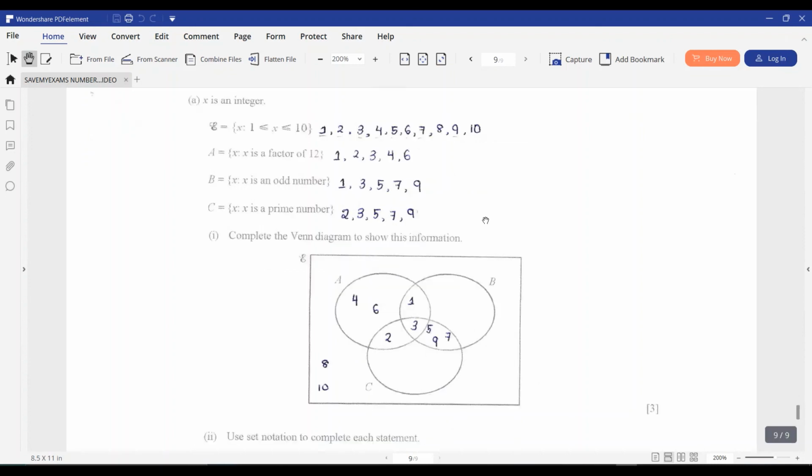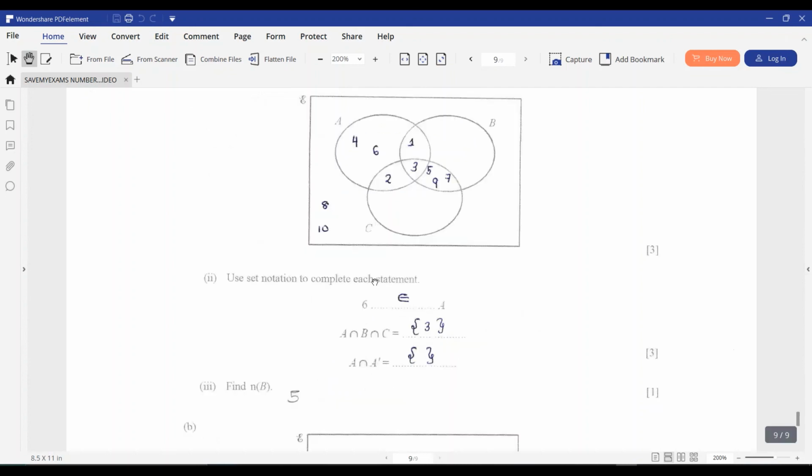Let's place these in the Venn diagram. So 1 is shared between A and B and so falls in the intersection. 3 is shared among all of them and so falls in the middle. 5, 7, and 9 actually is shared between B and C and falls in its intersection. 2 is shared between A and C and falls here. 8 and 10 are not involved, and so go in the universal set outside of the Venn diagram circles.